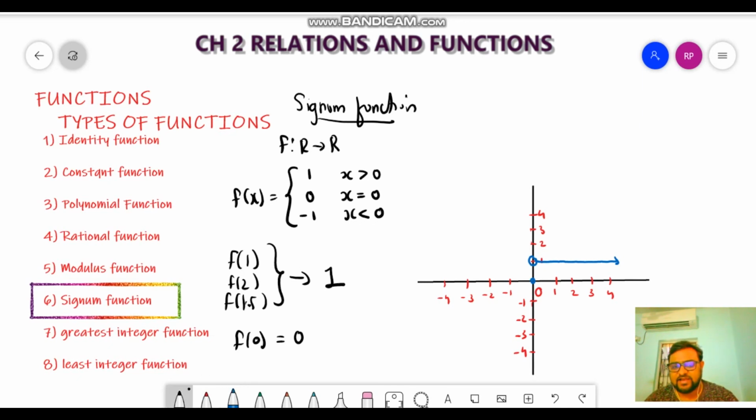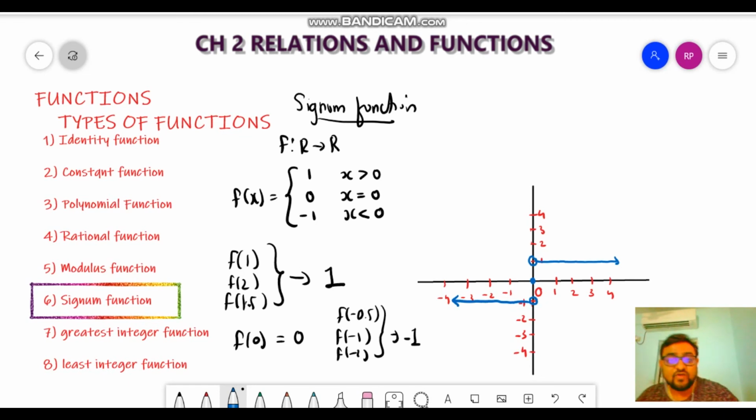And if I take any other negative value like f of minus 0.5, f of minus 1, f of minus 2, for every negative point, my answer is minus 1. So for that graph, I don't need to take minus 1 at 0, so I am drawing a hollow circle. Solid circle means that point is included. So for any number of x less than 0, the function will be this. So this is the graph of signum function. Clear? Now let's move to the next one.